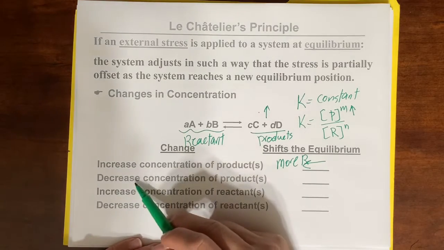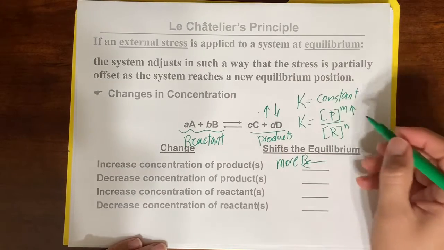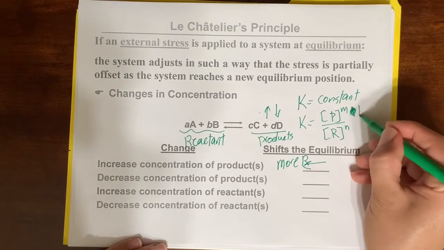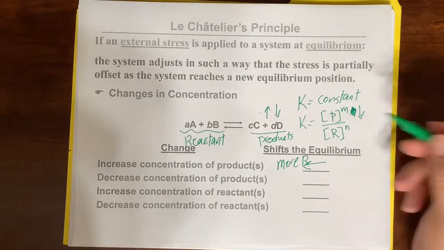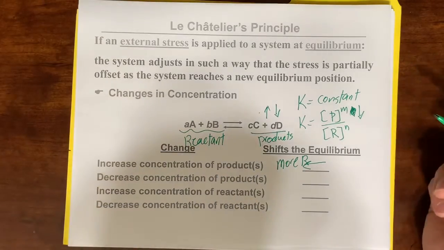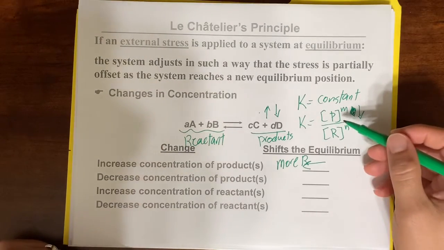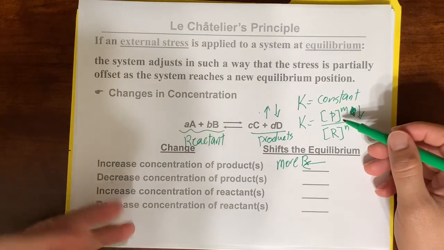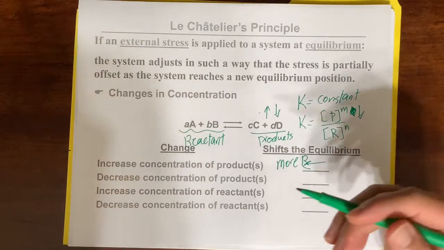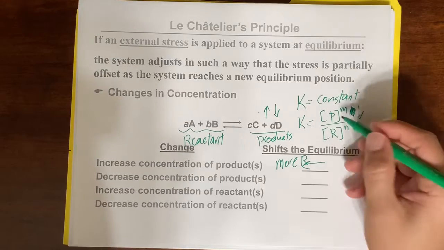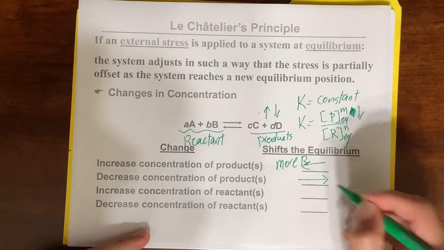If you decrease the concentration of product, if the concentration of product goes down and you divide it by the concentration of reactant, K will be a small number. So K is not going to be a constant number. We need to regenerate product. We need to increase the concentration of product, so then it will be like an equilibrium condition. So the reaction will move to the right side.